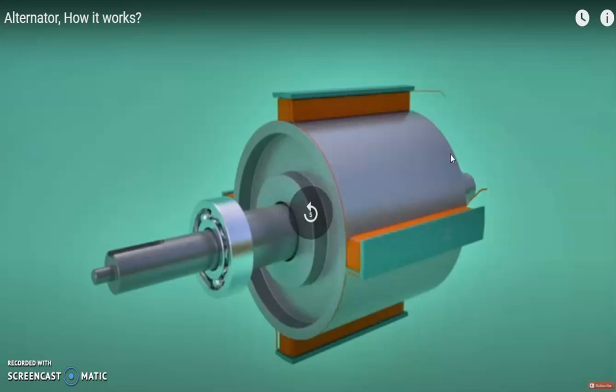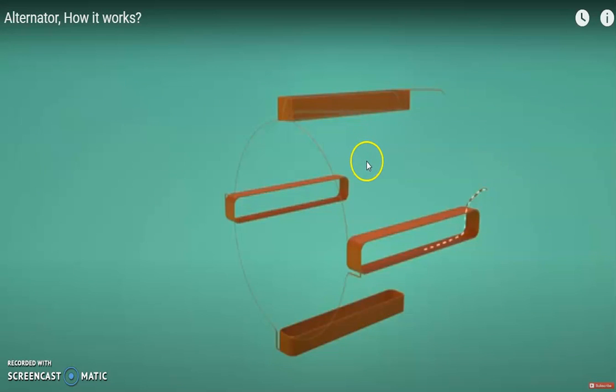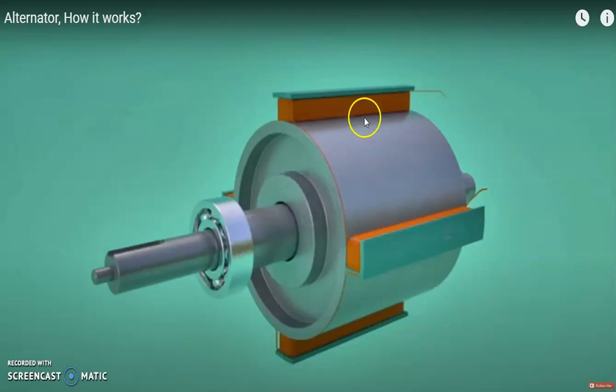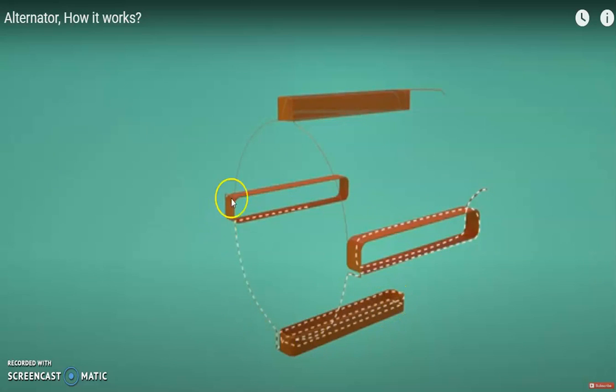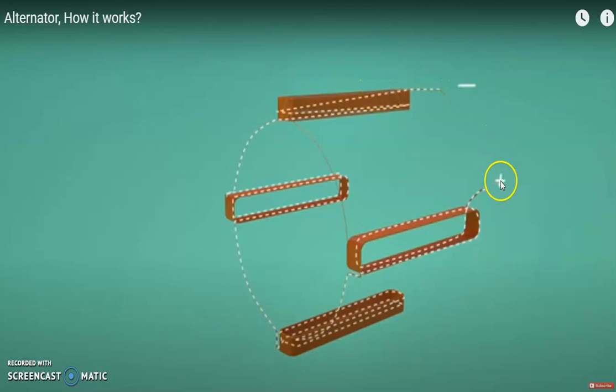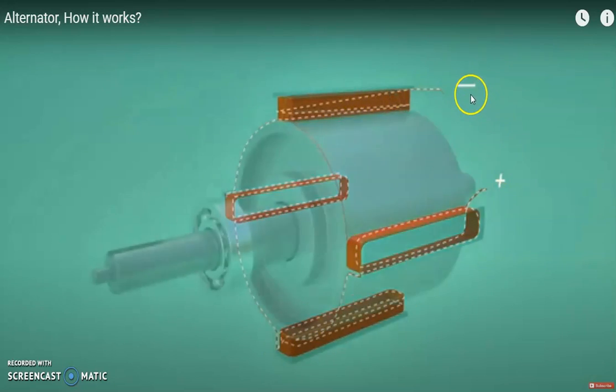Now we will see the detailing of the structure of this particular system. These are what we call the salient pole rotors, in which we provide the field winding. There are a number of turns mounted on the rotor side, which we call the field winding. It is excited, or energized, by the DC source, with polarity of plus and minus.